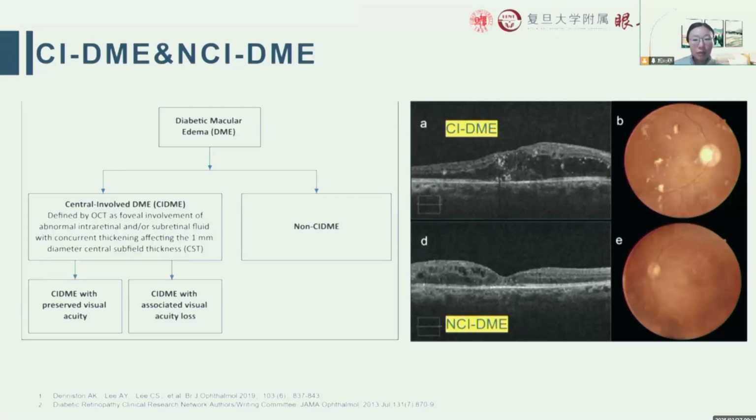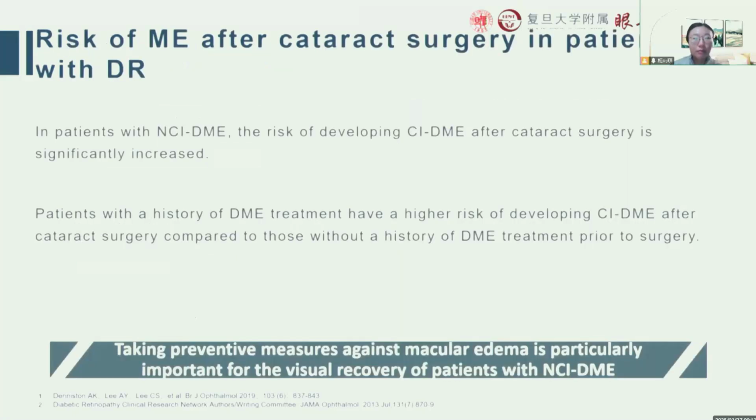However, CIDME refers to an increase in retinal thickness within the central 1 millimeter area, with OCT images showing significant fluid accumulation in the fovea area, usually accompanied by vision loss. Studies have shown that in patients with NCIDME, the risk of developing CIDME after cataract surgery is significantly increased. And patients with a history of DME treatment have a higher risk of developing CIDME after cataract surgery compared to those without a history of DME.